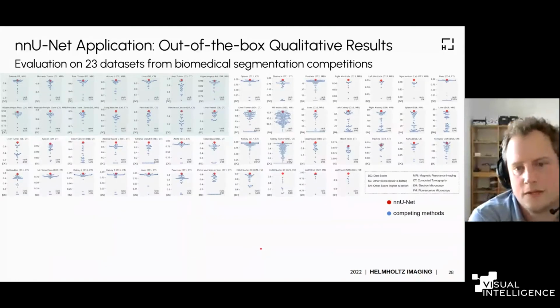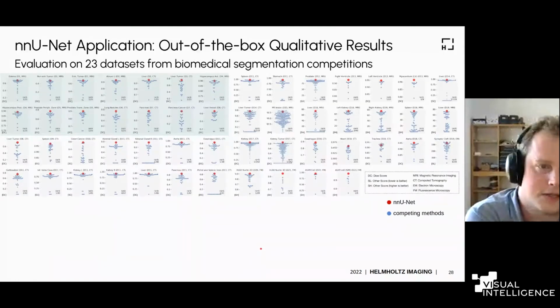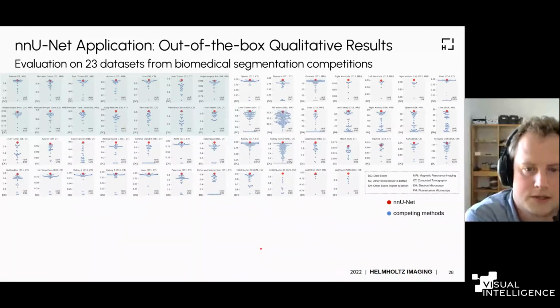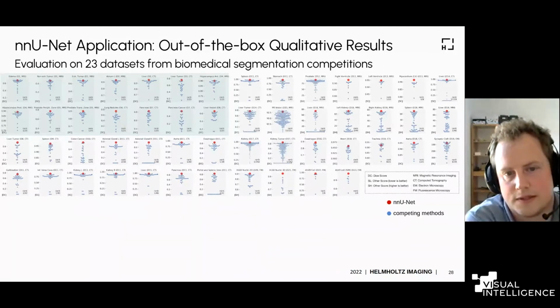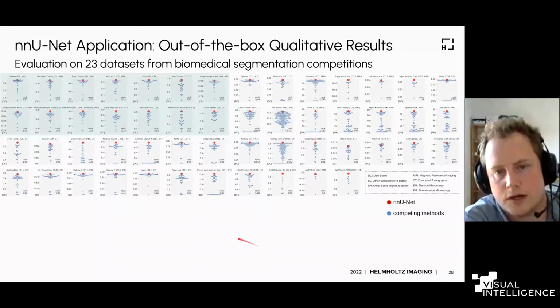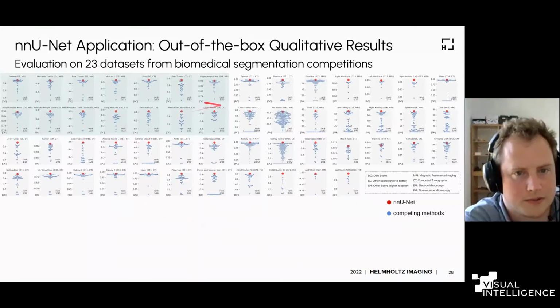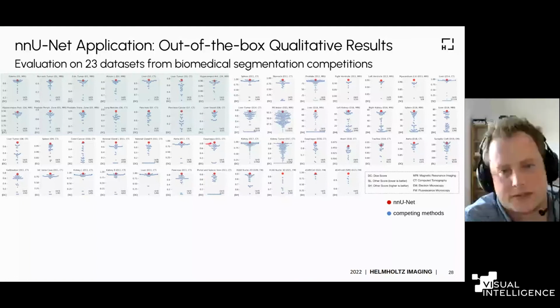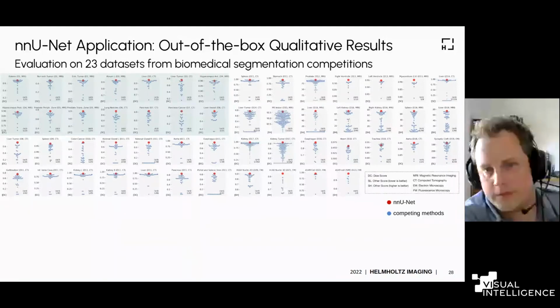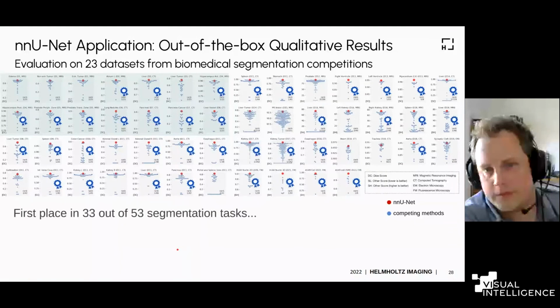Also quantitatively, if we compare nnU-Net against the others on the respective leaderboards, we see that the performance is quite encouraging. So all the competing methods, like what you're seeing here in each of these subplots, is one label of one data set and the corresponding leaderboard. So you see nnU-Net as a red dot and the competing methods as blue dots. And what we see here across the bank is that nnU-Net is the top performing, or at least among the top performing methods for all these different data sets.